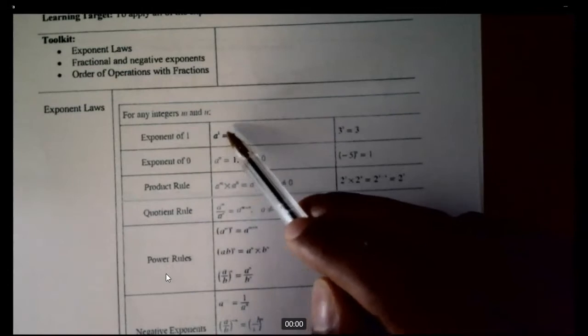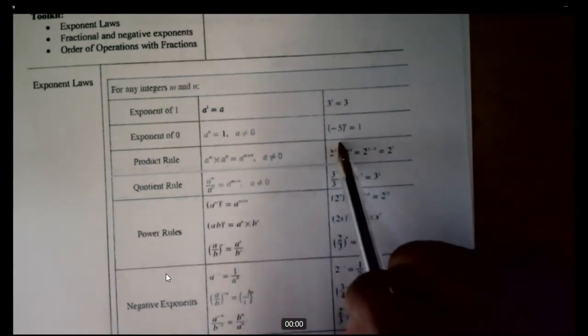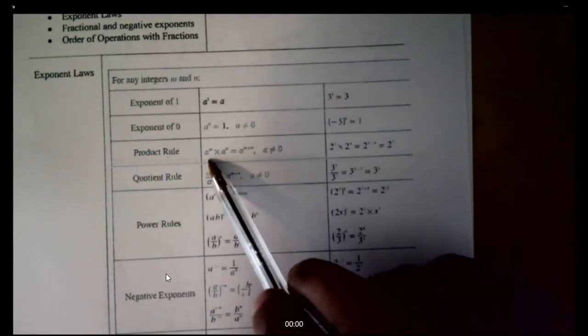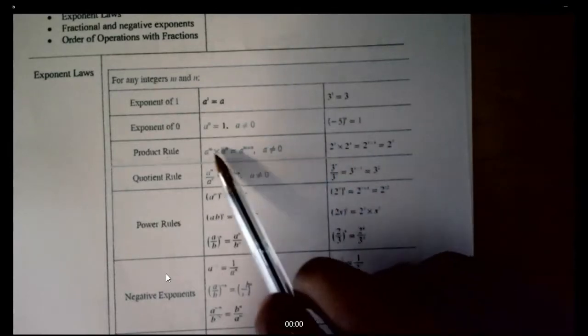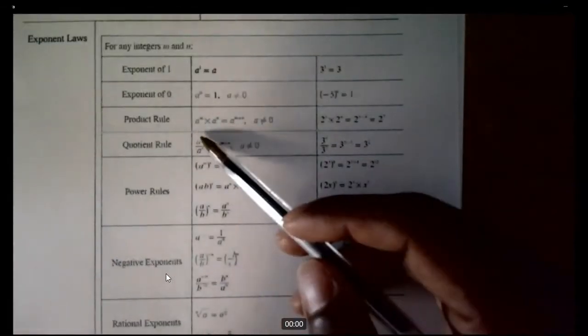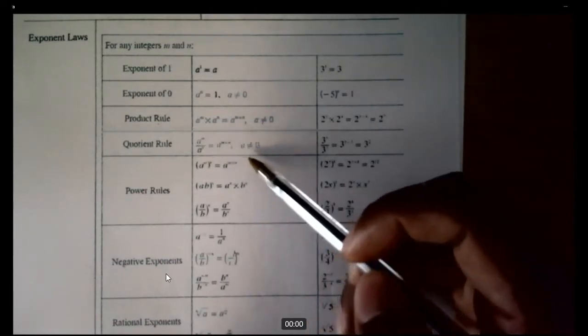So remember, exponents of 1. Anything to the power of 1 is just going to be itself. So example here. Exponent of 0. Anything to the power of 0 is just going to be 1. You can read that example. Product rule, when you're multiplying the same base with exponents, you're just going to add the exponents together, right? Quotient rule, when you're dividing the same base, you're going to subtract the exponents, okay?